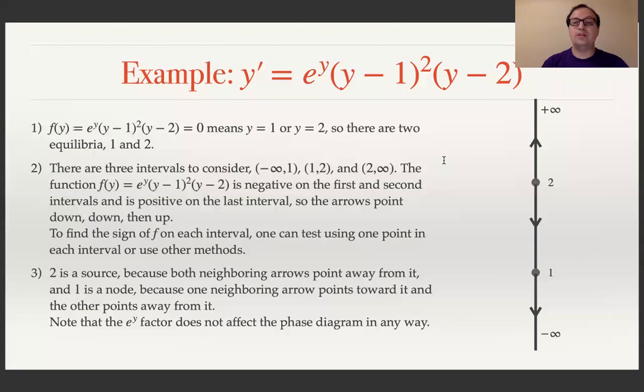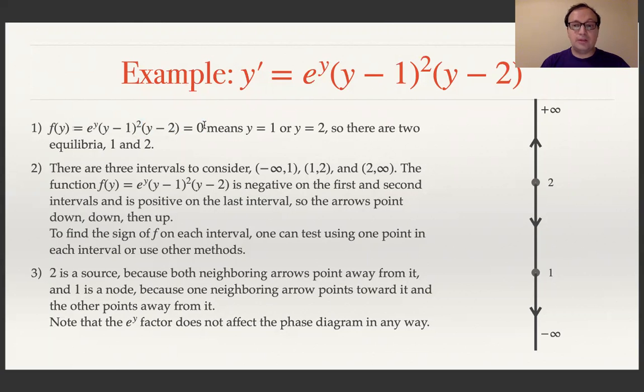Okay, so this is a typical example for which we can plot the phase diagram using the method I just described. y' = e^y (y - 1)^2 (y - 2). So let's go through the 3 steps. First, we try to find the equilibria, the equilibrium solutions of the equation. In order to do that, we solve the equation e^y (y - 1)^2 (y - 2) = 0.